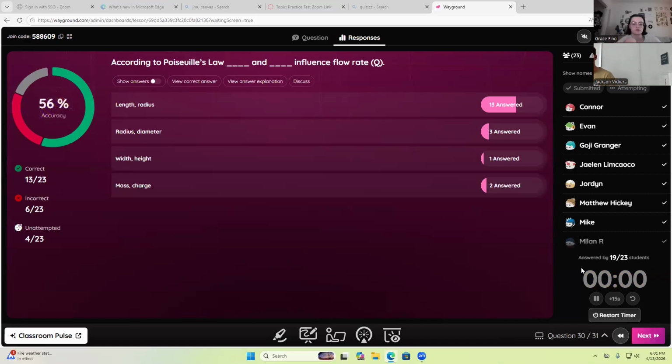Okay, so the correct answer was length and radius. That's what influences the flow rate. It's not mass and charge, it's not width and height, and it's definitely not radius and diameter, since those measure kind of the same thing. Usually radius is inversely proportional to resistance. So the larger radius you have, the better it's going to flow because there's less resistance. And length also plays a factor, like the length that the blood is traveling makes a difference. So I would review that mathematical equation just to look at the factors that go into it.